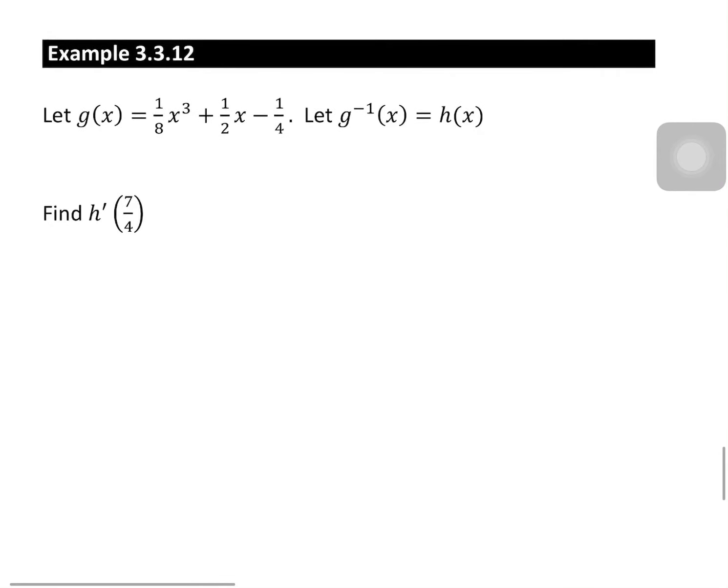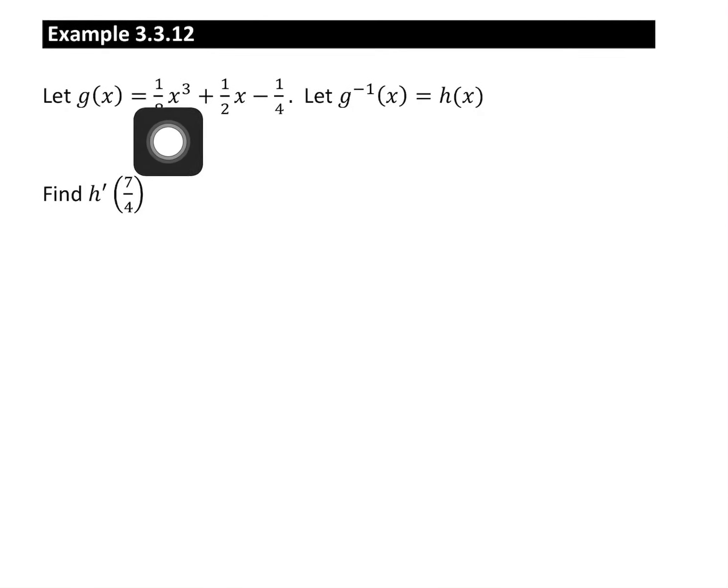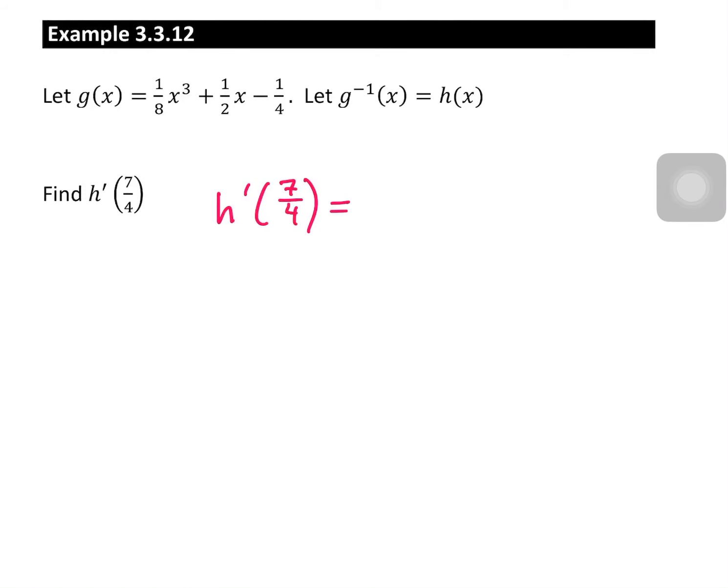Here's another example. Let g of x equal this polynomial expression. It looks like a cubic trinomial. Let g inverse be h of x. Find h prime of 7/4. So again, if I want h prime of 7 over 4, since h and g are inverse functions, it'd be 1 over g prime of h of 7/4.